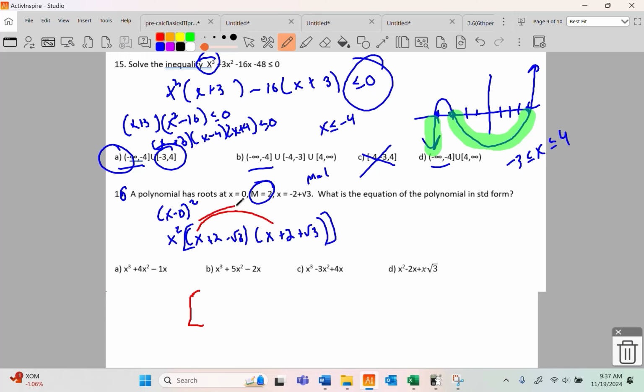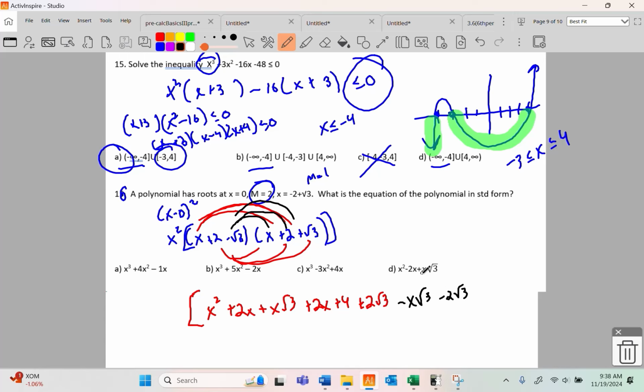If I x everything, I have x squared plus 2x plus x root 3. Then I'm going to 2 everything. So plus 2x plus 4 plus 2 root 3. And now I'm going to negative root 3 everything. So minus x root 3 minus 2 root 3. A negative times a positive is a negative. A radical times herself is the number inside. And I'm going to clean it up.